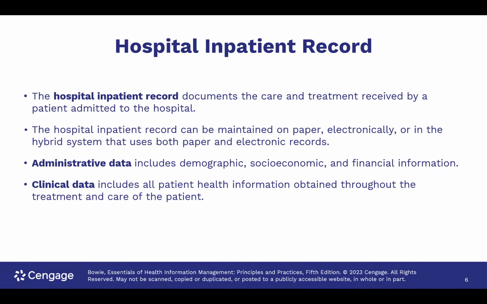The hospital inpatient record documents all the care and treatment that's happened to a patient admitted to the hospital. We'll get into hospital outpatient in just a little bit. And the hospital inpatient record is maintained on paper, or it could be electronic, or it could be hybrid. It's still the hospital inpatient record. It has both administrative information, the demographic, financial information, payer information, what have you, and the clinical information that covers the patient at the time that they were admitted to the hospital.